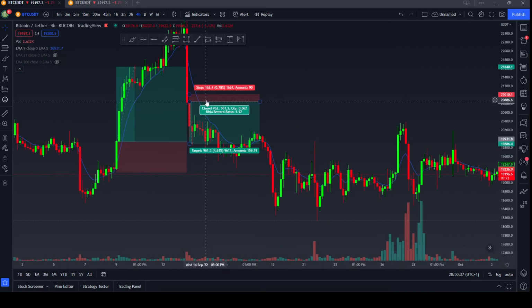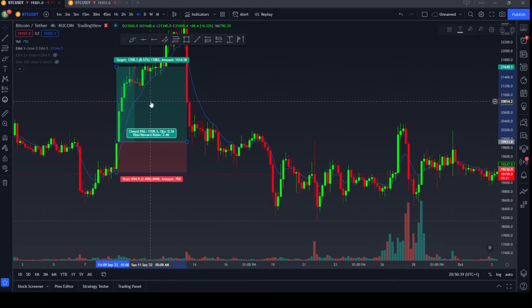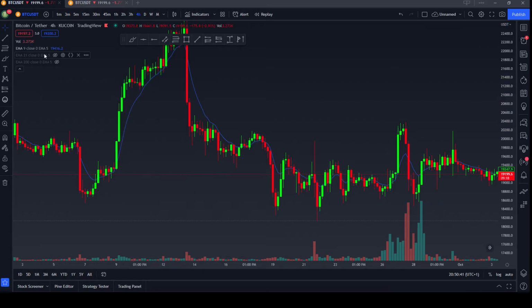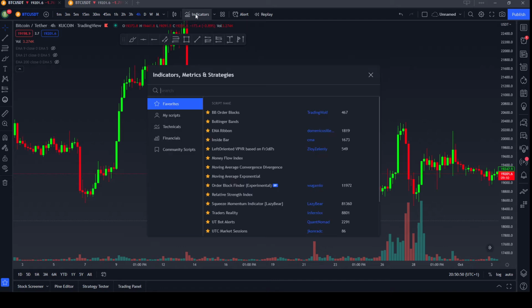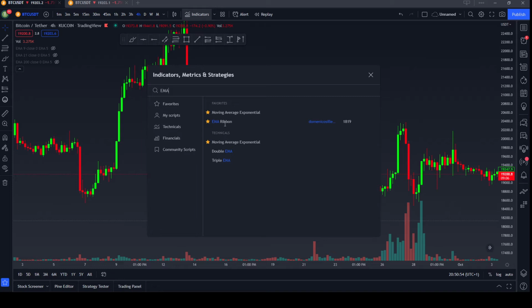I'm going to shift over to... Let's drop this one off. Actually, let me just show you how to add an EMA. So, indicator panel, EMA. We're going to cover EMA ribbons in a separate video.